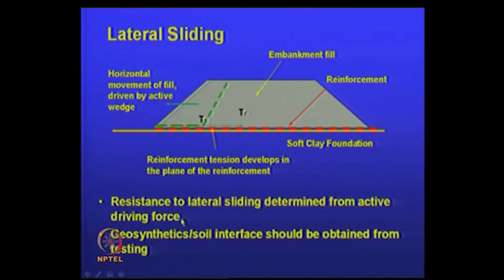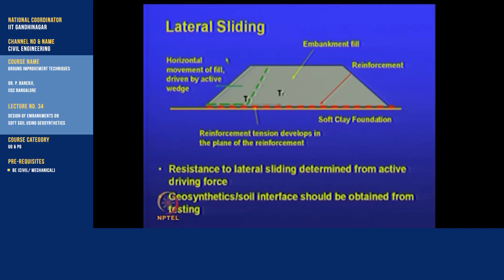Okay. So, the resistance to lateral sliding is determined from the active driving force. The geosynthetic-soil interface strength should be obtained from testing, that is another important factor that we should see. So, if you are able to handle this lateral sliding by considering this resistance to sliding, then it is fine. So, we know how to handle the overall stability or the global stability, and lateral sliding.